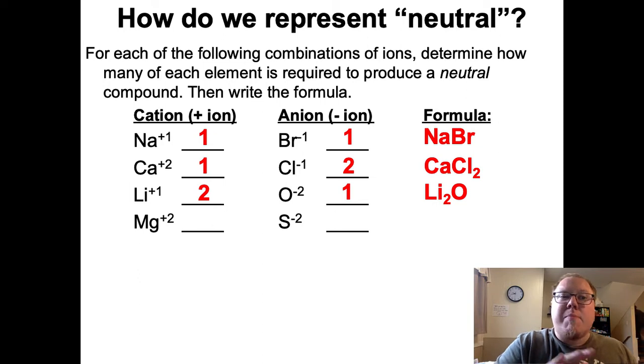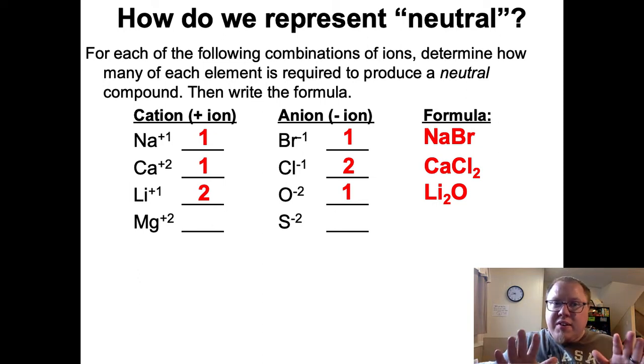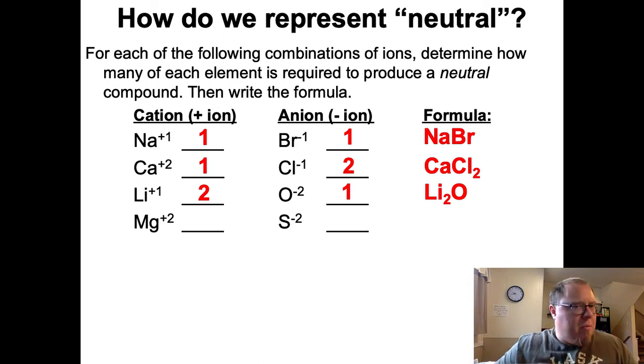Magnesium has a positive 2. Sulfur has a negative 2. Now in this case, even though it's 2 and 2, you'd think maybe the ratio is 2-to-2, but it's not. Okay? It's not the same thing as the charges. In this case, the charges are in fact equal to each other.